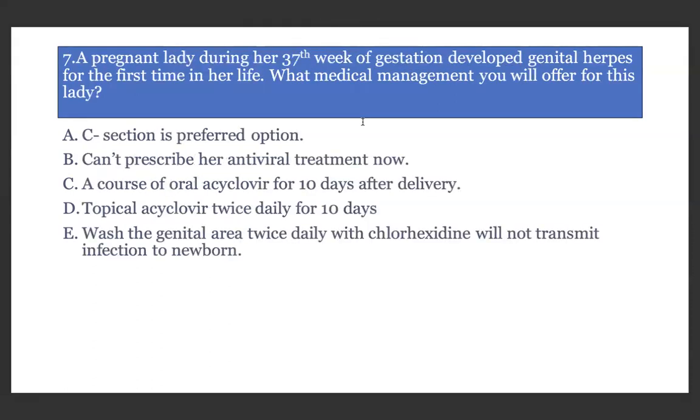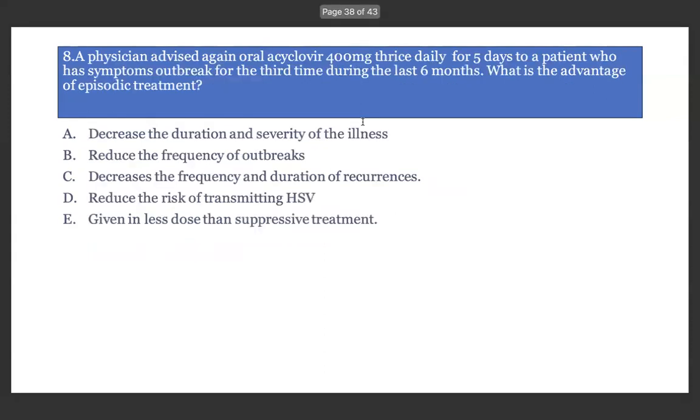Question number 7. A pregnant lady during her 37th week of gestation developed genital herpes for the first time in her life. What medical management will you offer for this lady? A. C-section is preferred. Option B. Cannot prescribe her antiviral treatment now. C is a course of oral acyclovir for 10 days after delivery. D. Topical acyclovir twice day for 10 days. E is wash the genital area twice daily with chlorohydroxine will not transmit infection to newborn. Correct answer is A.